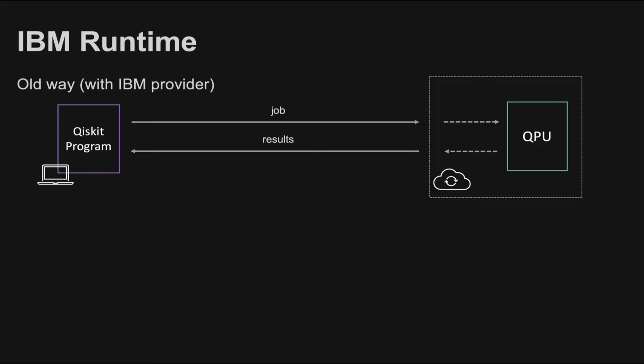Now, IBM introduced the concept of runtime because the previous model doesn't support certain types of programs that require both quantum and classical processing of information. So for example, if you're familiar with the variational quantum eigensolver program, where you have to execute a quantum circuit, get some classical results, and based on those results, change parameters of our quantum circuit and execute again. Doing that with the old model, we're required to send information back and forth between your local machine and the cloud, which has high latency.